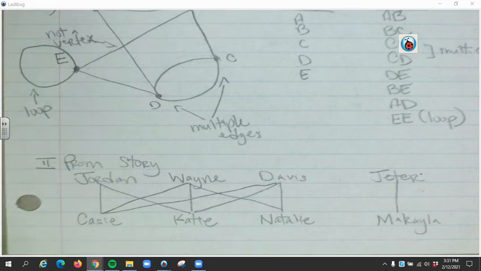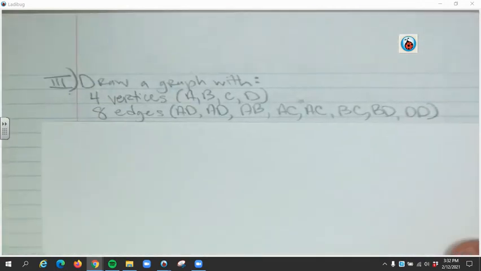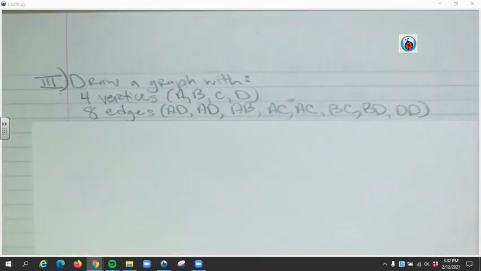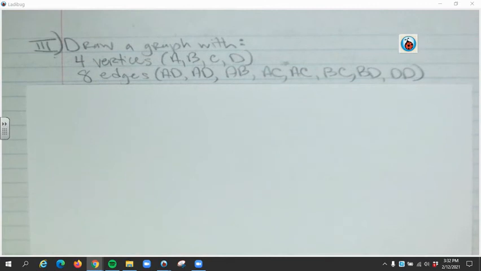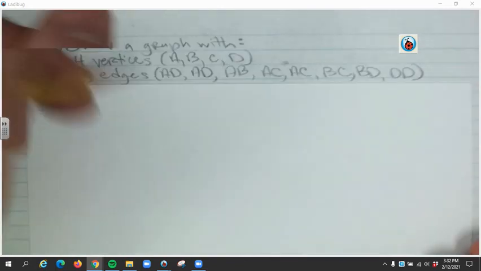So let's go and do one more together. Let's practice drawing a graph with these requirements: 4 vertices and 8 edges. Let me help you get started with this. What I would do first is I would start by drawing my 4 vertices. It doesn't matter how you draw them. You can put them in a box. You can put them in a straight line. It doesn't really matter. I'll put A up here.